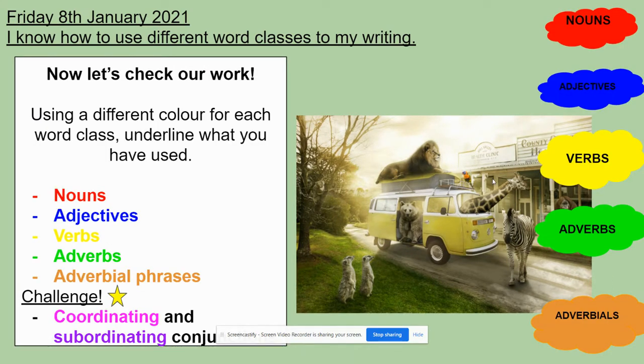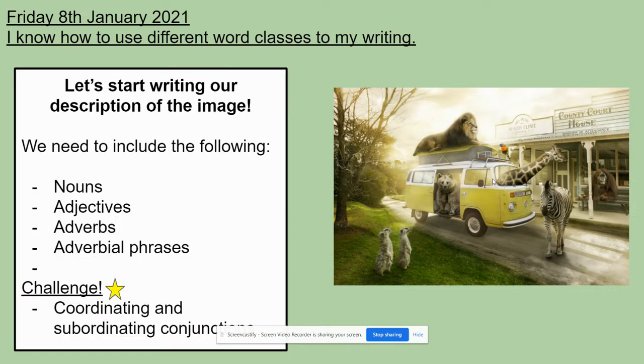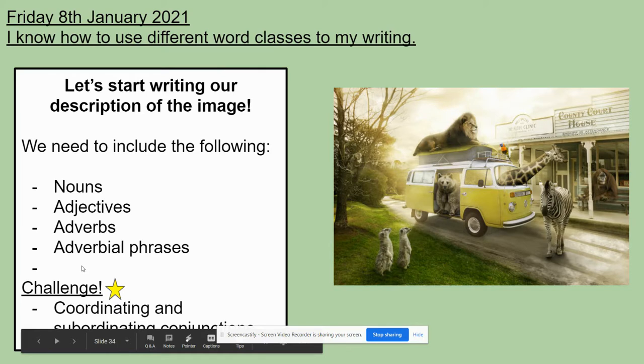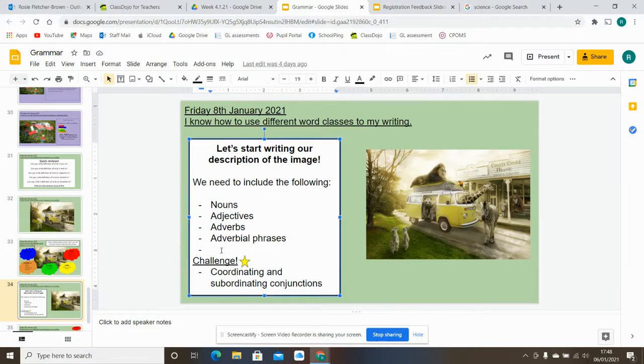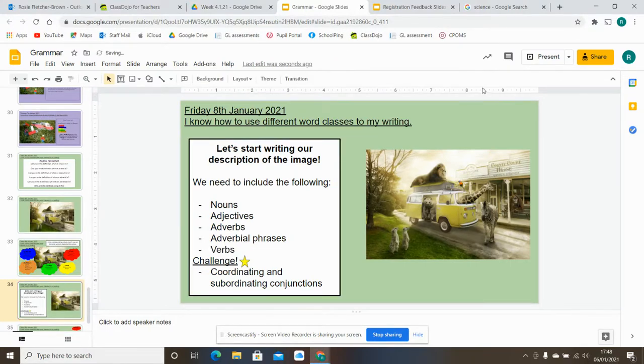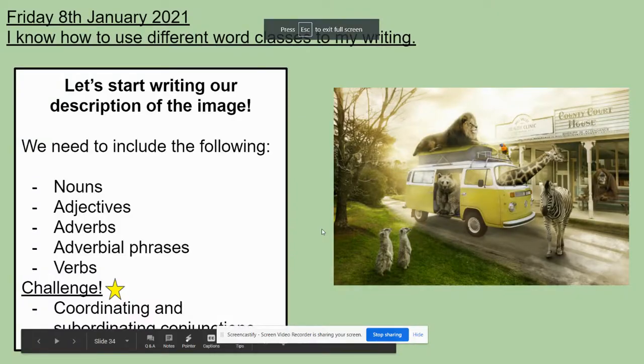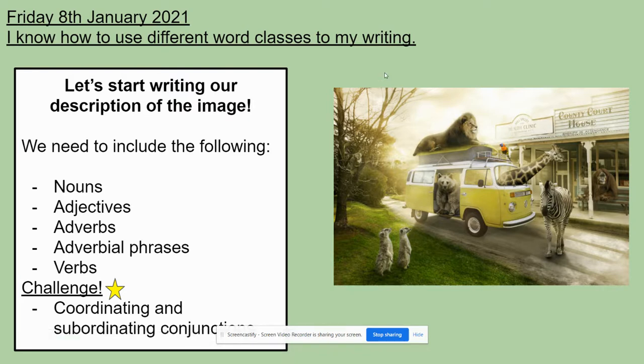Now, when you've done that writing, your task will be just like we will have done in our shared writing. It will be to describe this picture using the different word classes. Verbs should be written there. I will include that in. In fact, let me see if I can do it straight away whilst you're all here. There we go, verbs. So they need to be included as well. That is your independent activity with this challenge if you're able to. And this is what I will model to you in the start of our Zoom lesson.